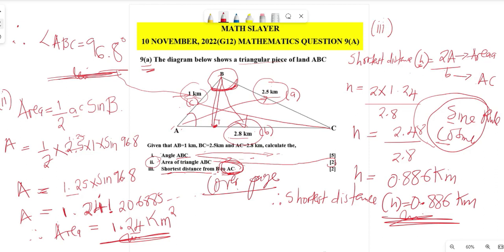This is a simple calculation that you need to enjoy, and it's free marks, because we have 5 marks here, 5 marks, 2, another 2. So in total we have got 9 marks for the trig question, and it comes each and every year. It is either a sine rule or a cosine rule.